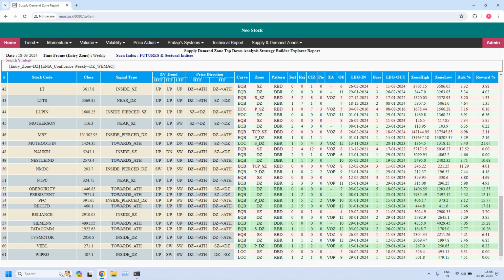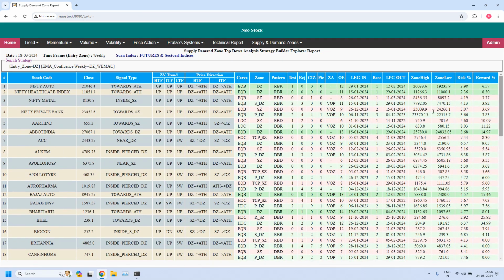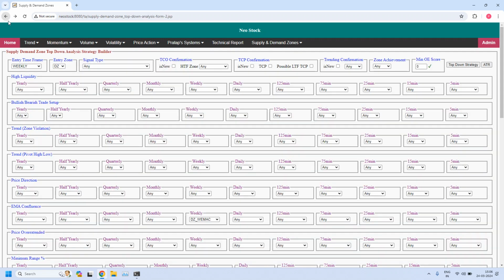So 61 stocks are filtered. Okay, let us reduce this list. How will we reduce it? See, EMA confluence should be applicable in a trending market, not in a ranging one, because some of these stocks might be sideways. In that case, you cannot use EMA confluence. That is the reason why I want to set the trend.